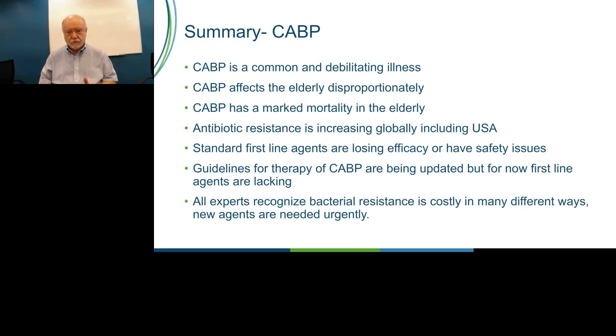I think we've seen reasonable evidence to suggest that some of the standard first-line agents are losing their efficacy, or they may still be efficacious, but there are other things to consider before prescribing those drugs. I think currently the guidelines for community-acquired pneumonia need adjusting, and I think we're all aware that there is an update in progress. You can check out the IDSA website to get up to date on that. But to conclude, I think all experts recognise that bacterial resistance is costly in a variety of different ways, and we really do need new agents quite urgently. Thank you very much indeed.